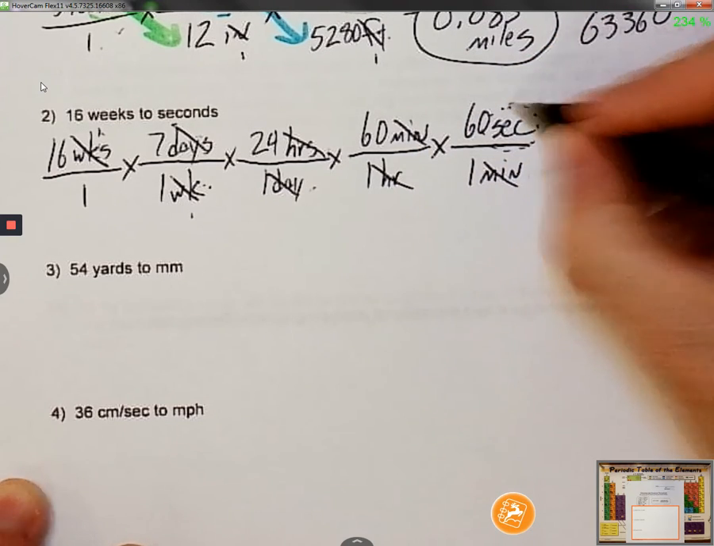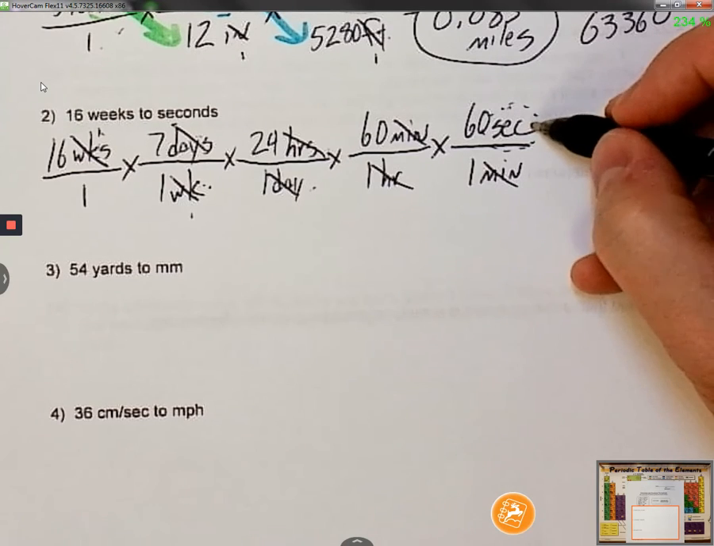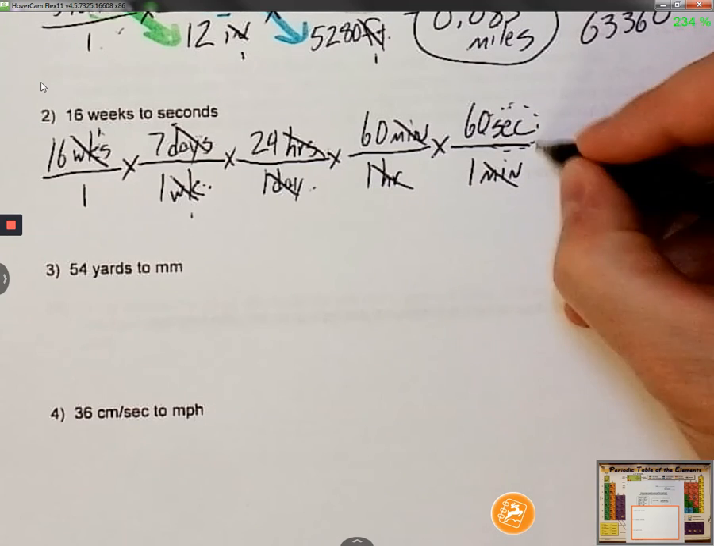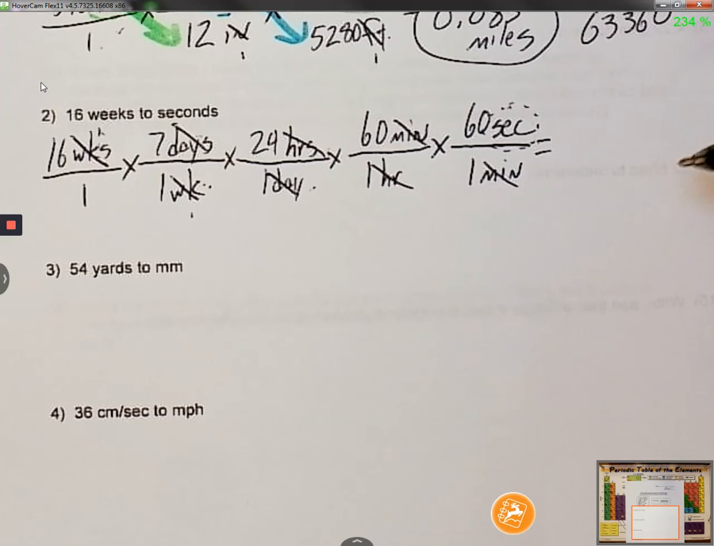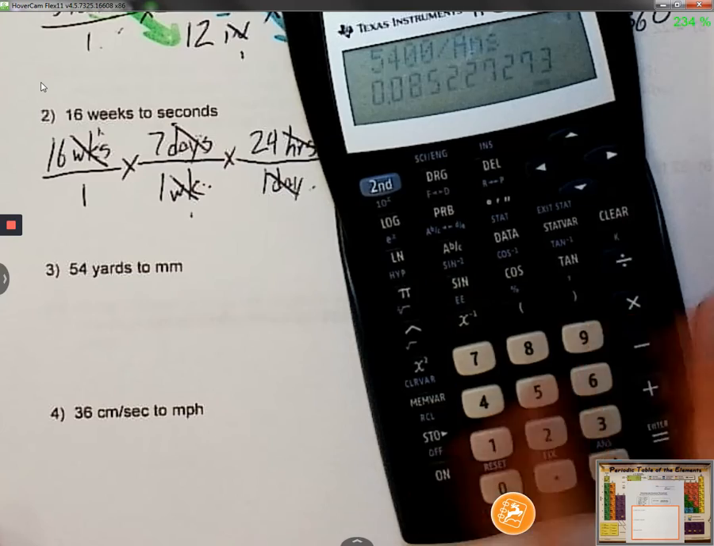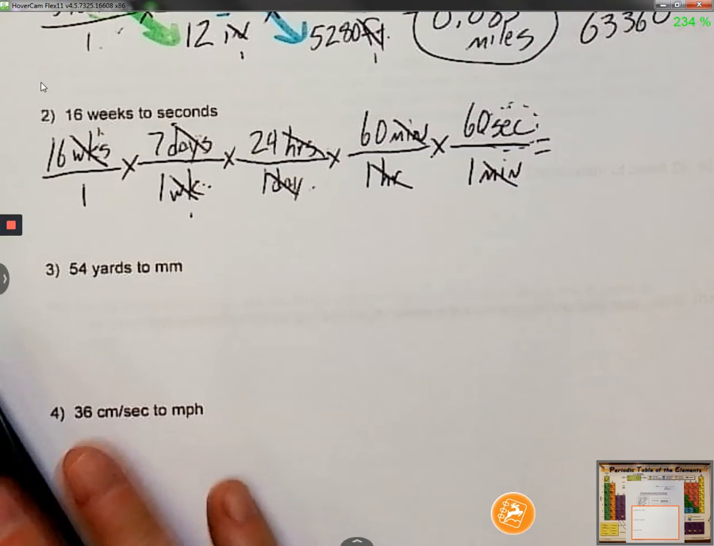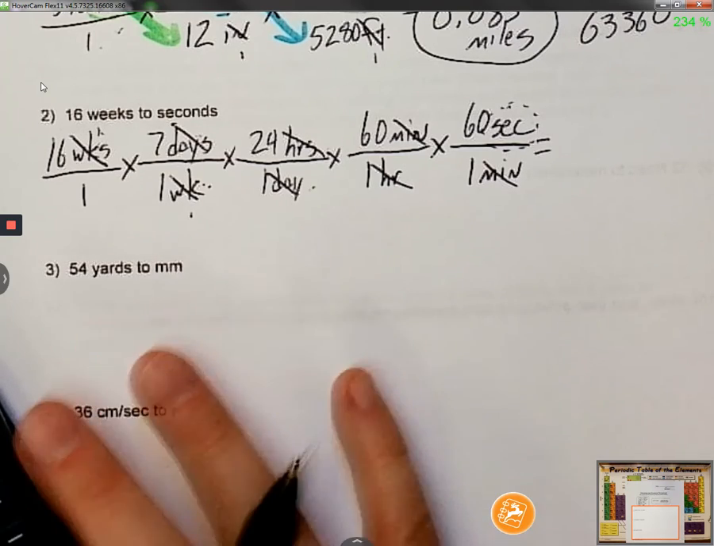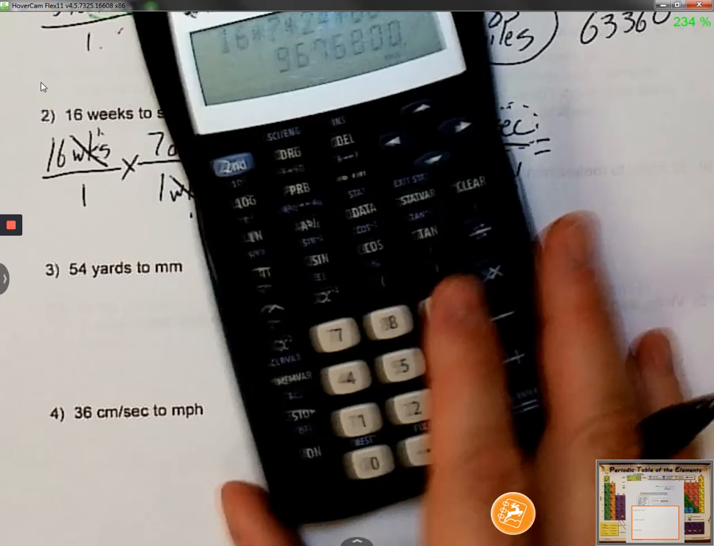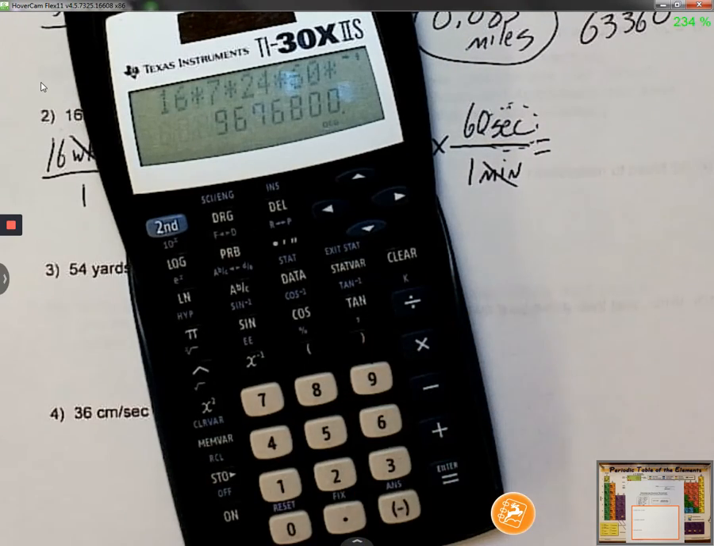16 weeks. Okay, well I'm left with a lot of numbers actually. And if you look here, if our next step is to multiply everything on top and divide everything on the bottom, what do you notice about everything on the bottom on this one? It's all ones. So I'm not even going to have to divide. I just have to multiply these 5 numbers together. And that's easy, right? So it's just going to be 16 times 7 times 24 times 60 times 60. I get a big honking number. I get 9.6 million and change.